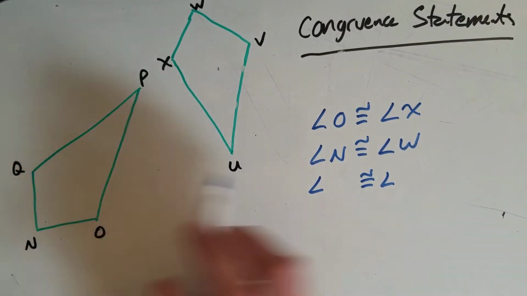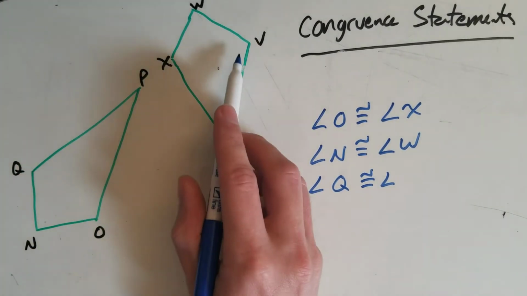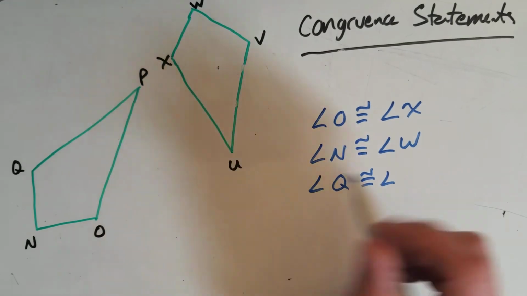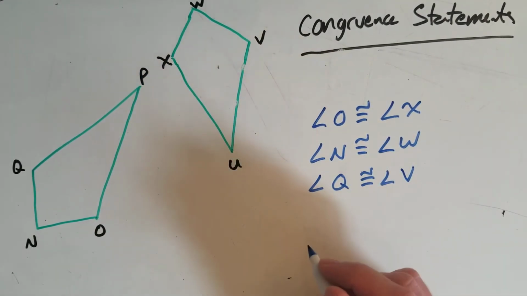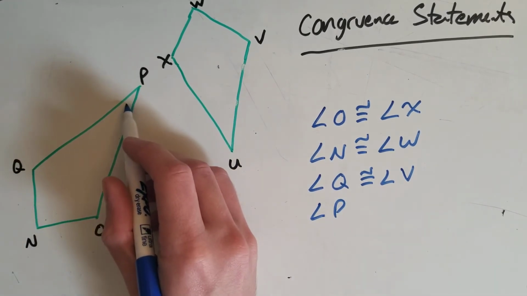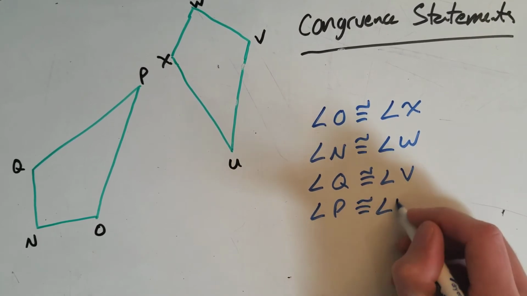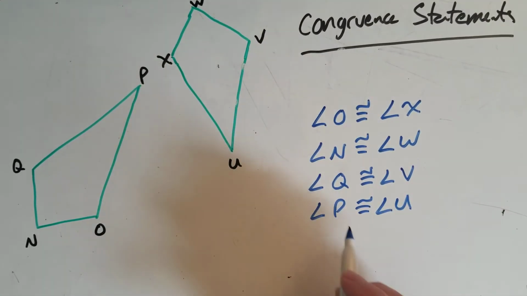Let's say we keep going around, we do angle Q next. Angle Q is 112, and that's going to correspond with angle V over here to the right. They both are 112. And last, we have angle P up here. That's 36 degrees, and in our other shape, the 36 is at angle U. So these are all the corresponding angles.